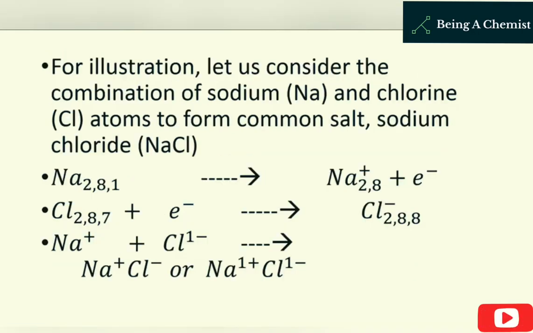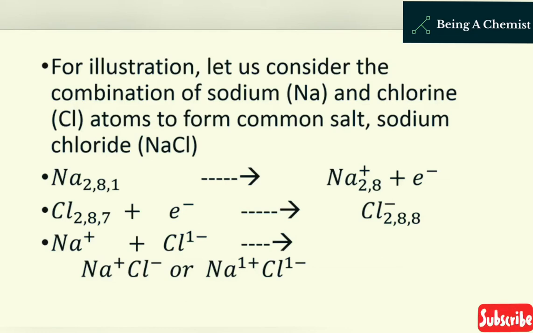For illustration, let us consider the combination of sodium, Na, which is the symbol of sodium, and chlorine, Cl, which is the symbol of chlorine, atoms to form common salt, sodium chloride, that is NaCl. As you all know, the symbol of sodium is capital N small a, that is Na, and the symbol of chlorine is Cl, that is capital C small l. So the symbol for sodium chloride will be NaCl.